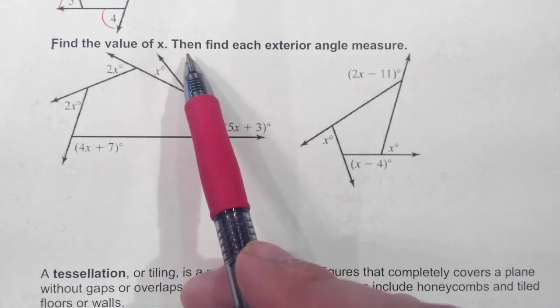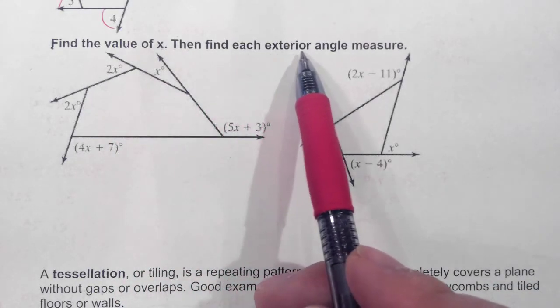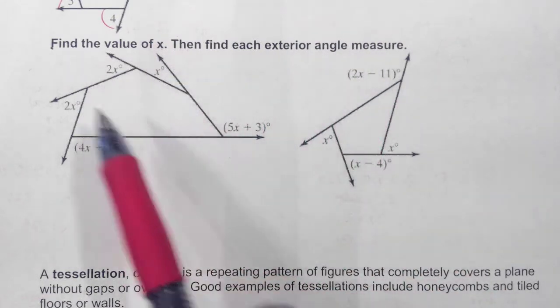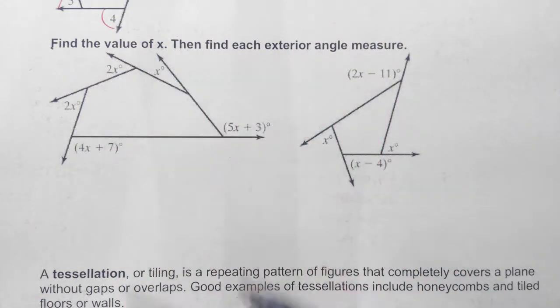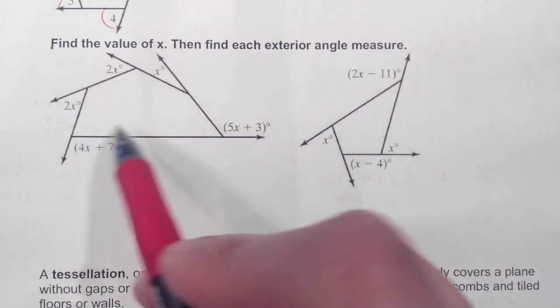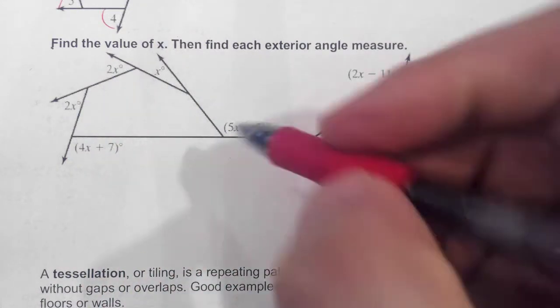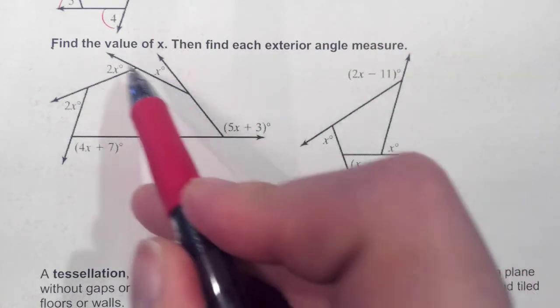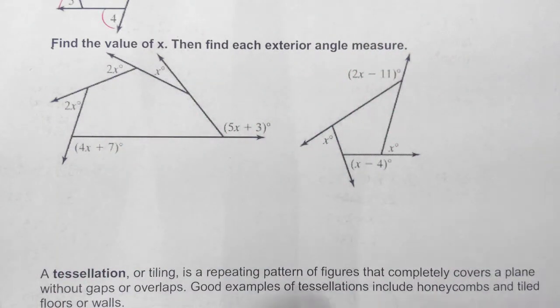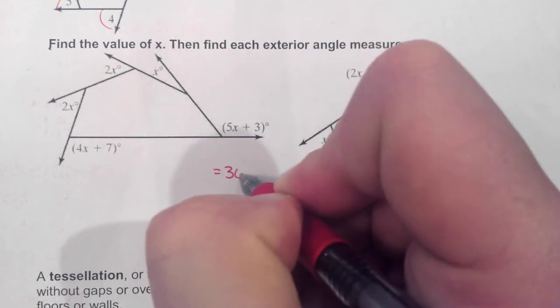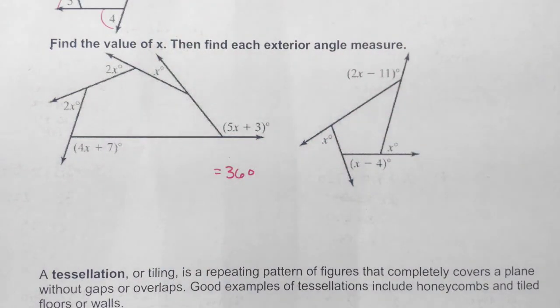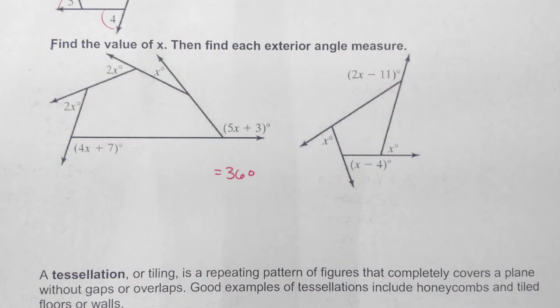Find the value of x, then find each exterior angle measure. So a little bit of work here. So again, I've got a convex polygon. It's a five-sided figure, a convex pentagon. I know that if I take all of these exterior angles, they have to add up to equal 360, because any exterior angles of any polygon add up to 360.